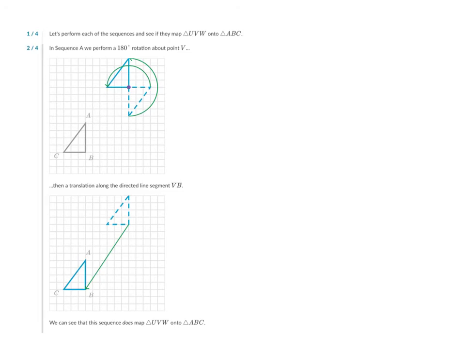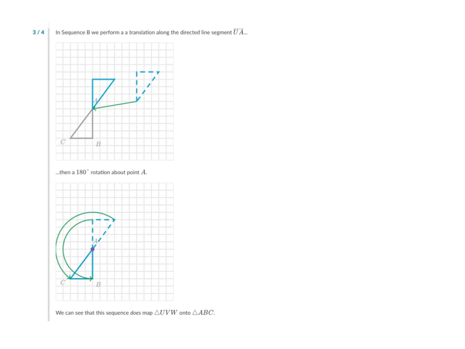But we don't want to hit enter on sequence A because we have to see if it's both. In sequence B, it says perform a translation along the directed line segment UA. So from U goes to A. And then 180-degree rotation, so swirling that around. Again, it lays perfectly on top of it. So your correct answer for number 3 is both. Both sequence A and B work. Let's take a look at the last one.